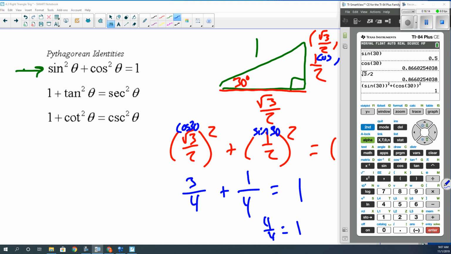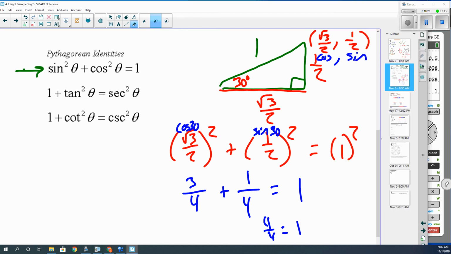Okay, so another Pythagorean identity is 1 plus tangent squared theta equals secant squared theta, and then 1 plus cotangent squared theta equals cosecant squared theta. But again, the top one is the one that we use a lot.